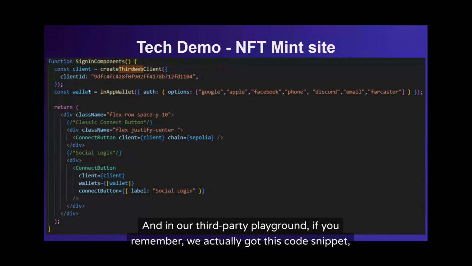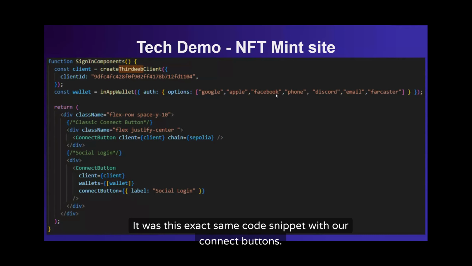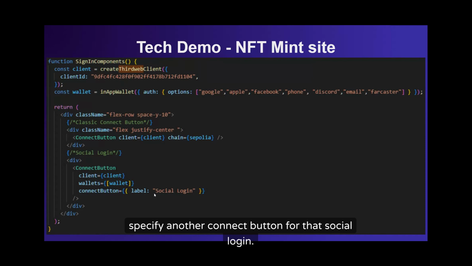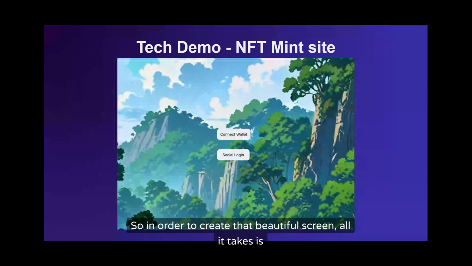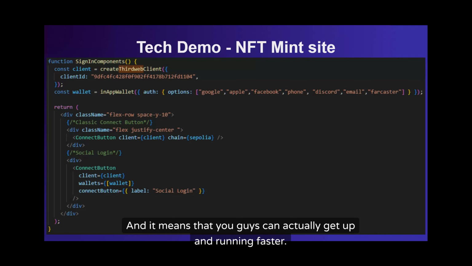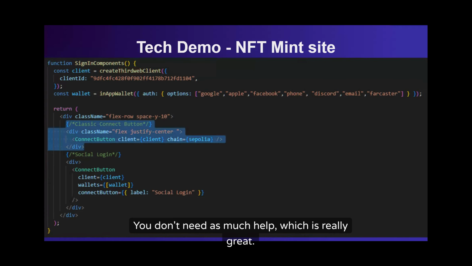And in our Thirdweb playground, if you remember, we actually got this code snippet. It was this exact same code snippet with our connect buttons. Here you can see this is our EOA one with this connect one. And then here is where we specify what wallets we're bringing in for social logins. This is where we specify another connect button for that social login. So in order to create that beautiful screen, all it takes is this little code snippet. Really quick, really simple. And it means that you can actually get up and running faster, and you don't need as much help, which is really great.